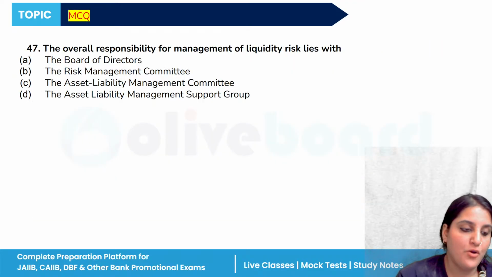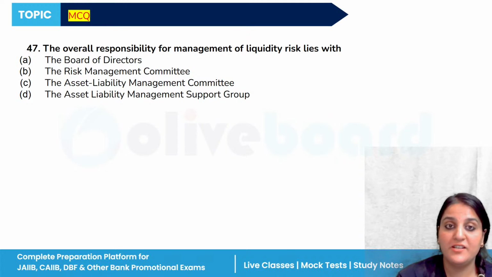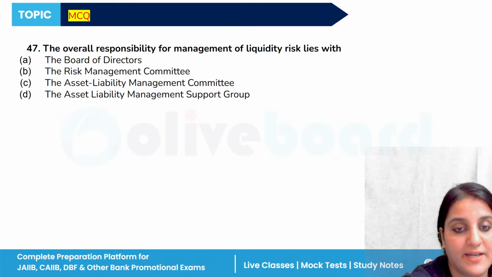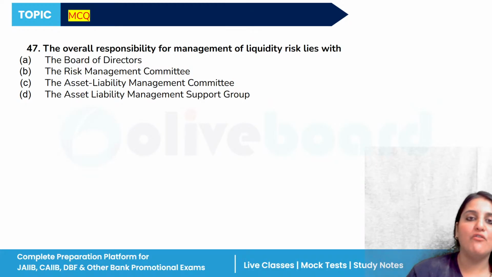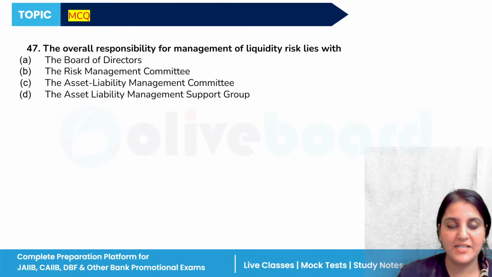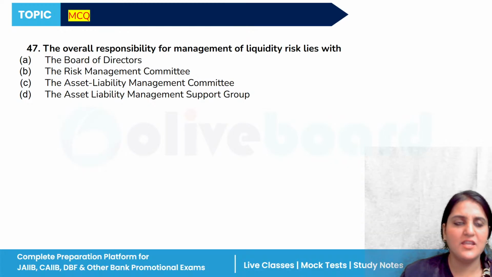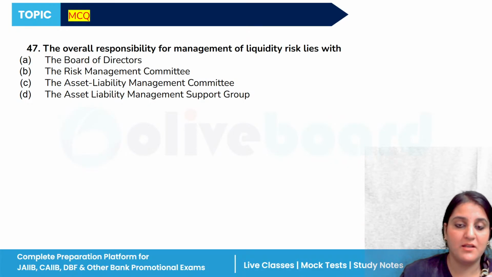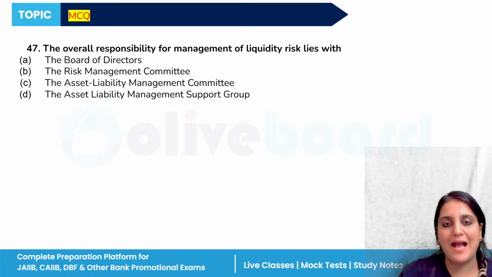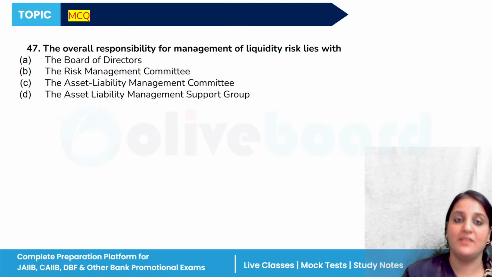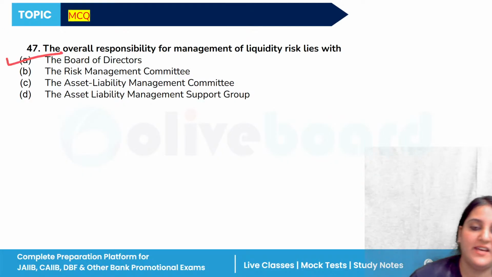Now, overall responsibility for management of liquidity risk lies with the board of directors. They are overall responsible for managing the liquidity risk, ultimately with all the other things, and they are responsible for any type of appetite, any type of framework, any type of guideline, everything. So here board of directors is the correct answer.